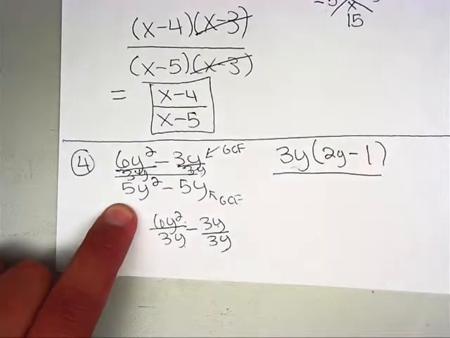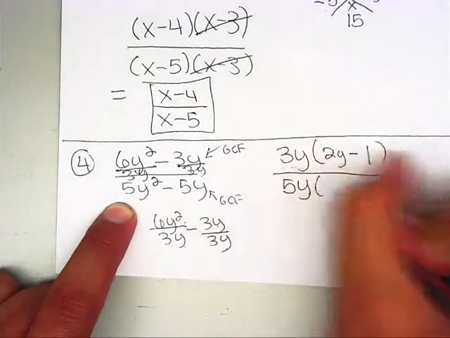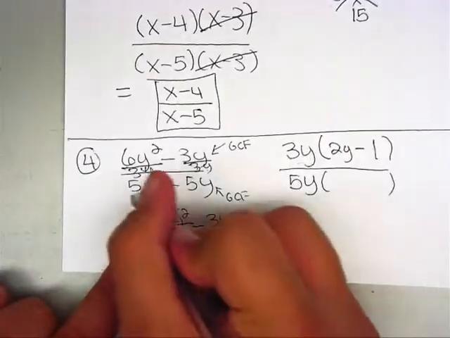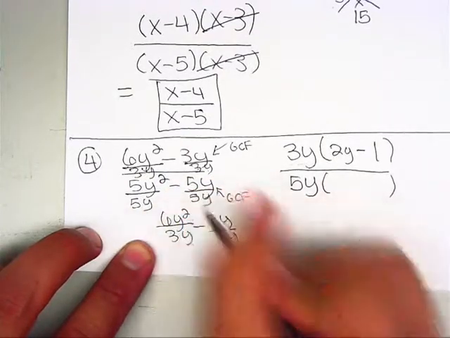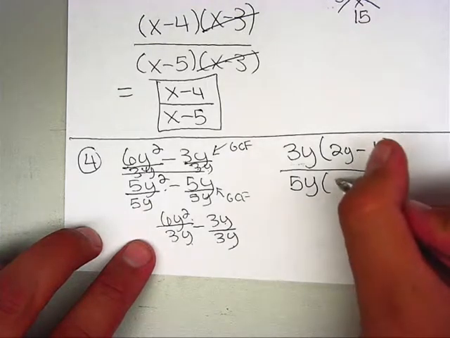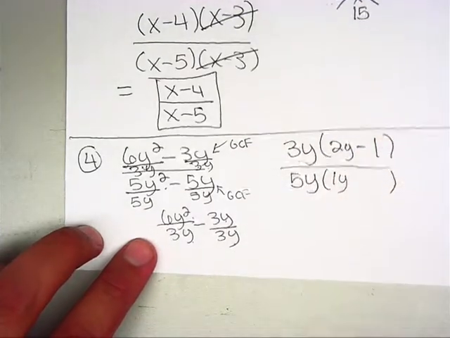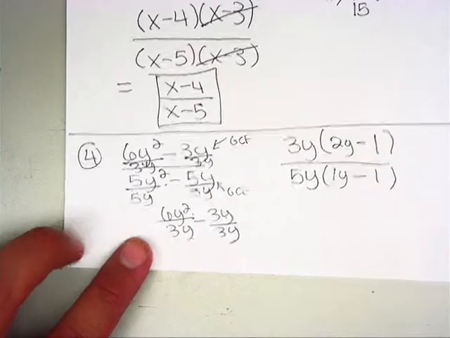On bottom, the greatest common factor is 5y. Divide each of these terms by my greatest common factor, which is 5y. 5y squared divided by 5y is 1y. Minus 5y divided by 5y is 1.